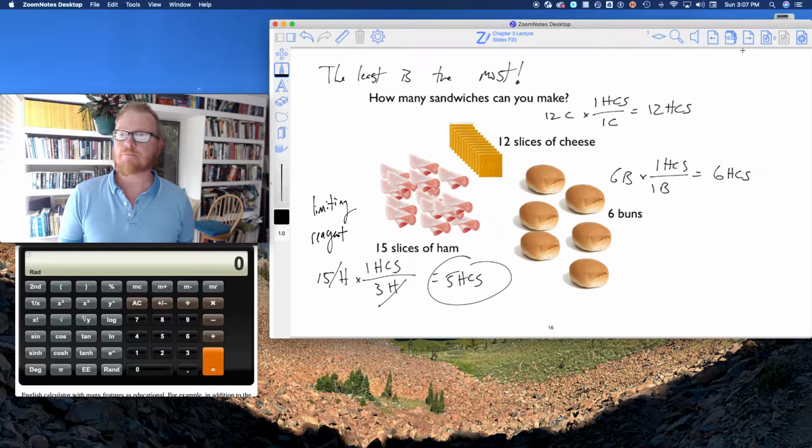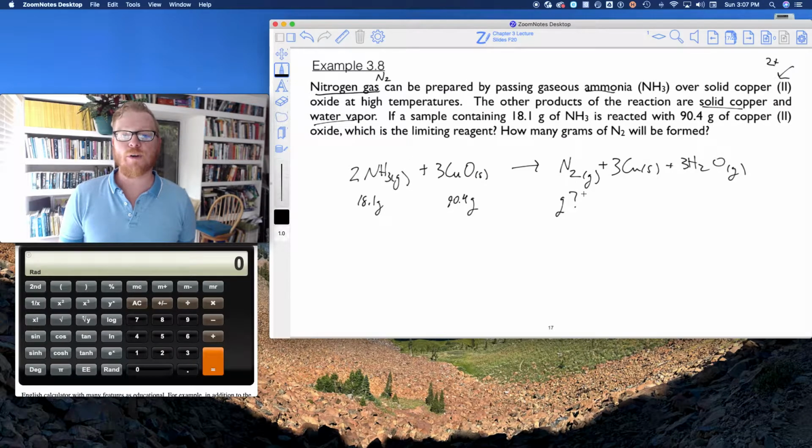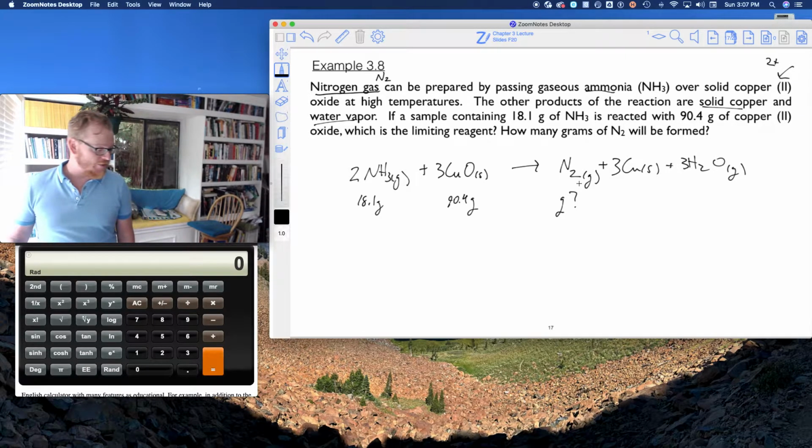Okay? So now in this chemical reaction, and granted, I gave you a pretty hard problem to work through, but let's just focus on that. Now we have a reaction. We have 18.1 grams of ammonia and 90.4 grams of copper(II) oxide. Which one is limiting, the ammonia or the copper? And once we know which one is limiting, how much nitrogen can we even make?